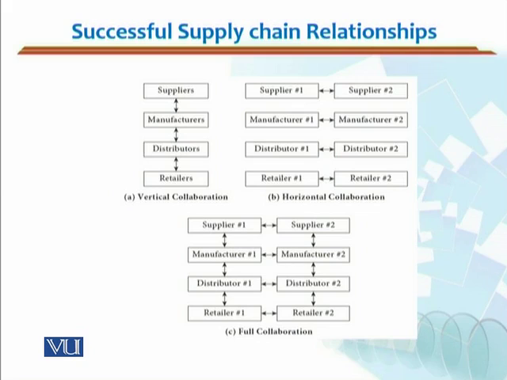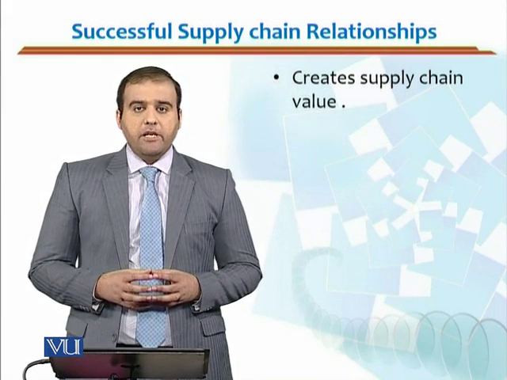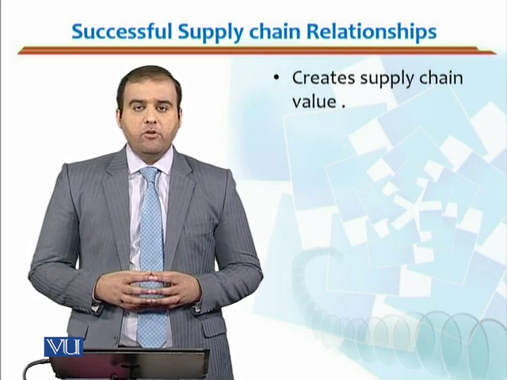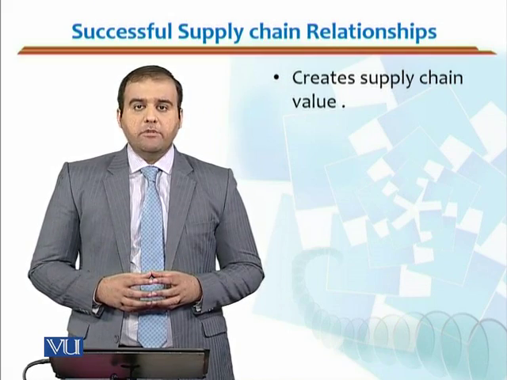You can see suppliers are integrated, manufacturers are collaborated, distributors are collaborated, and they have vertical as well as horizontal collaboration with each other. So what is the purpose of this collaboration, whether it is vertical, horizontal, or full collaboration? It is required for creating value in a supply chain. It is required for overall logistical competency, decreasing the logistics cost, as well as increasing the response to the customers. Thank you.